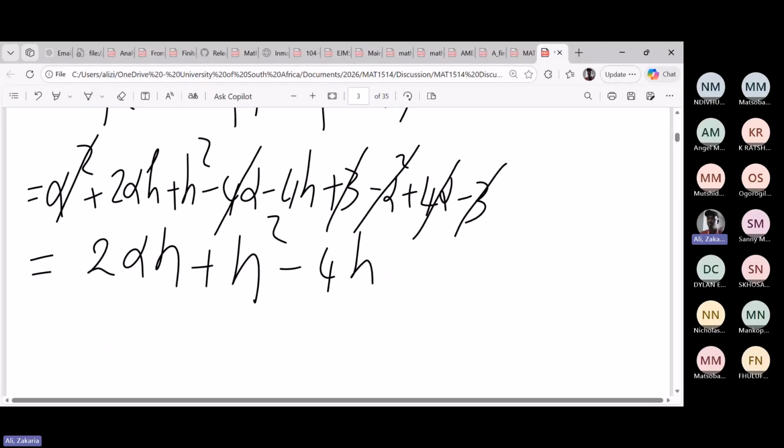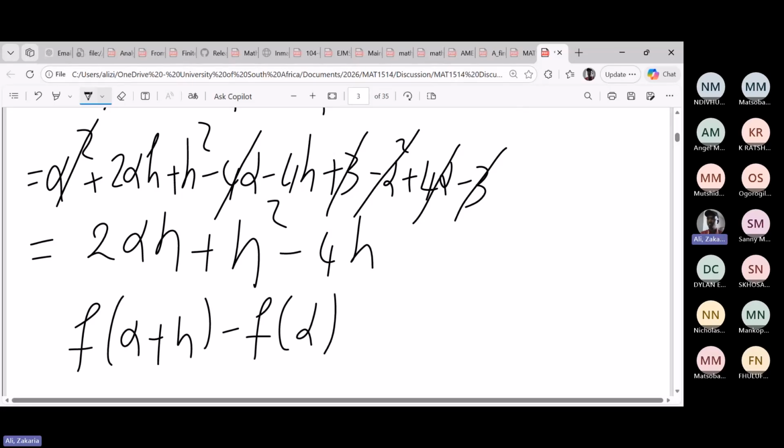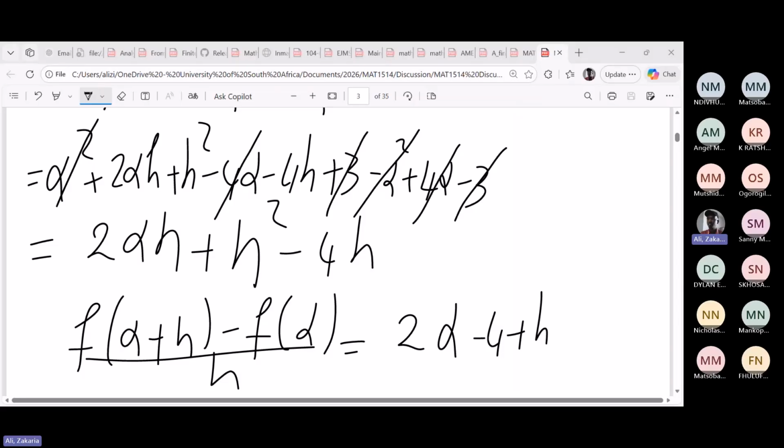And if we now take f of alpha plus h minus f of alpha, then we divide it by h, we can see that this will just be 2 alpha minus 4 plus h, right? If we divide both sides by h, it becomes another number, 2 alpha minus 4 plus h. Then this is what you usually call first principles, and we're using it just to introduce the notion of derivative.